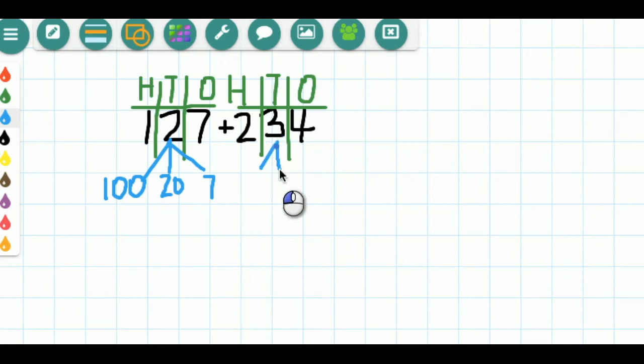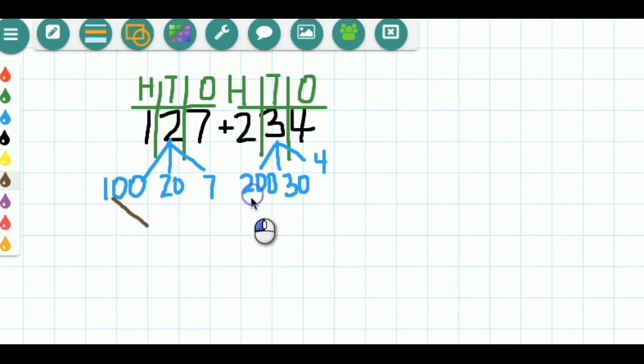234, we're going to break it down 3 times. 2 hundreds. 3 tens would be 30. And then 4 ones, which is just 4. See how our value remains the same? And now we can easily add our hundreds together.